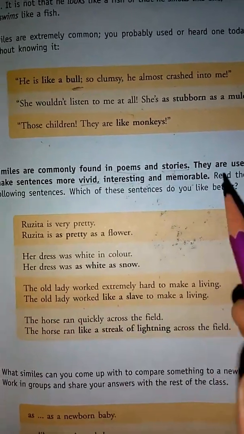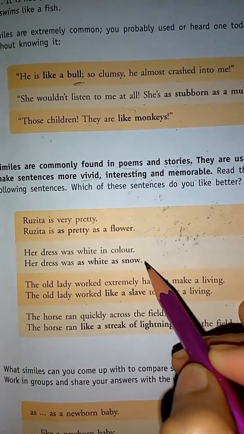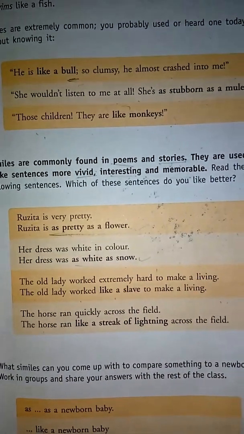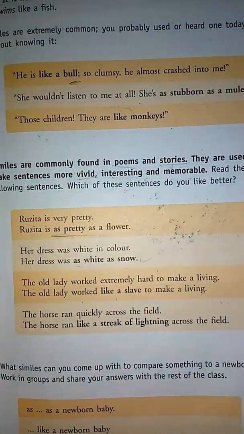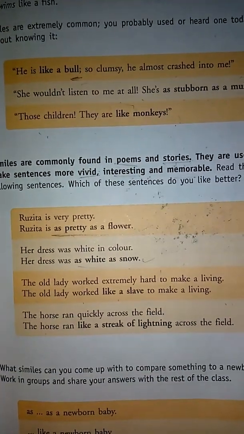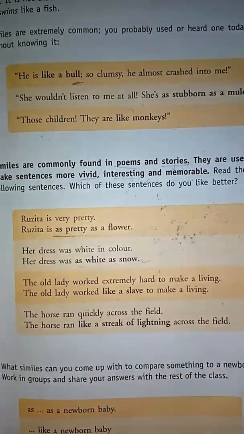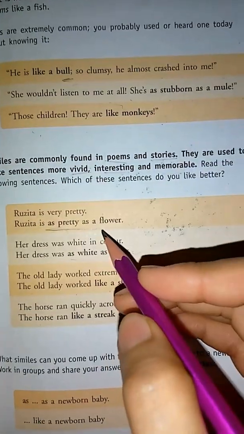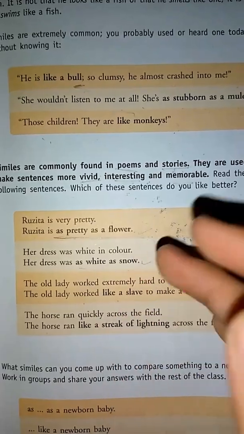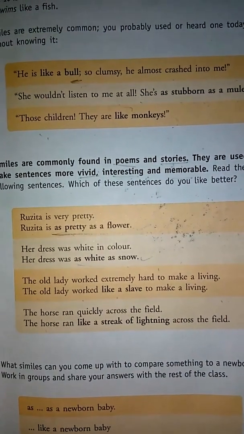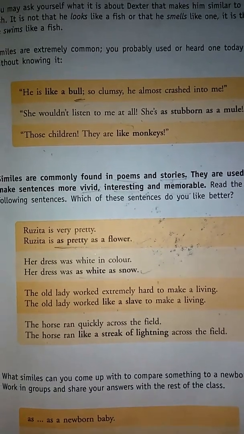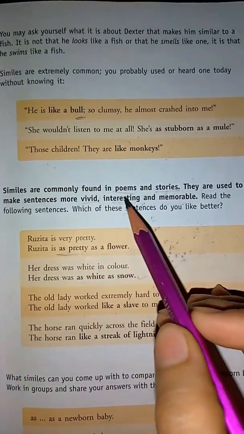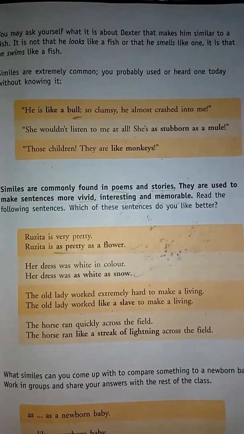So I like the second sentences because they have used the similes in them, and they are making the sentences more interesting and obviously more vivid, more clear, okay? Because I can imagine that, okay, she is as pretty as a flower is. Her dress is as white as snow is, okay? So we use similes to make sentences more vivid, interesting and memorable.